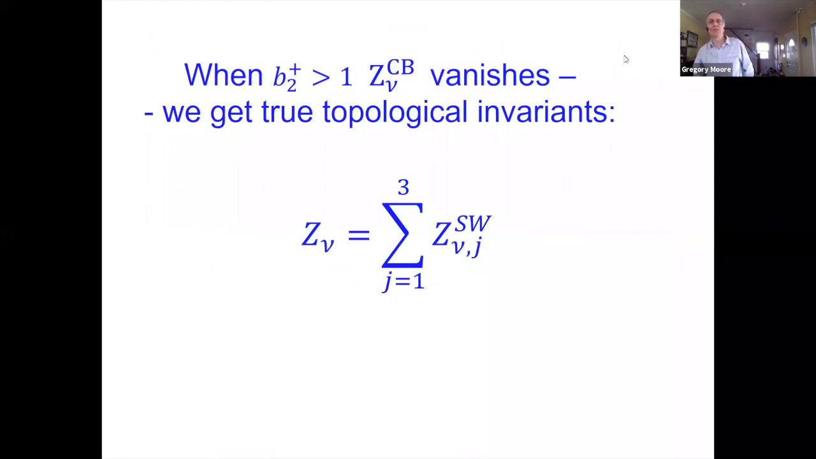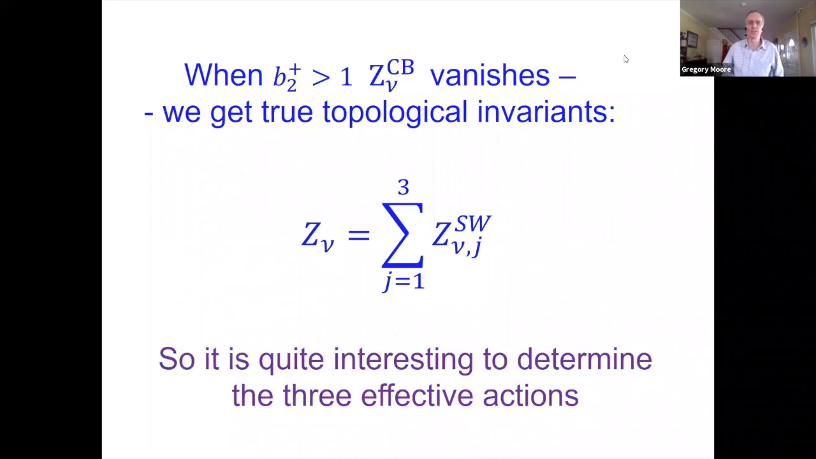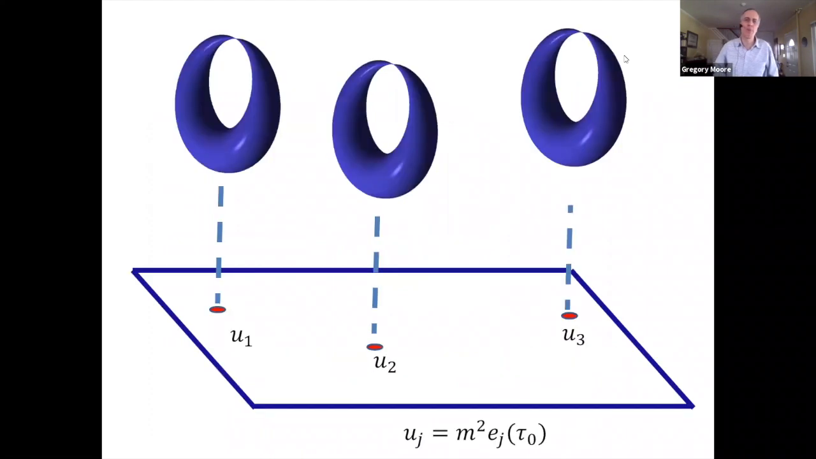And in fact, when b2+ is bigger than 1, the Coulomb branch integral vanishes from fermion zero modes, and all we get are the contributions from the three cusps. And those are true topological invariants. So of course, it's quite interesting to determine what these are. So we're trying now to talk about the low energy effective theory, which is valid in these small red regions of the Coulomb branch.